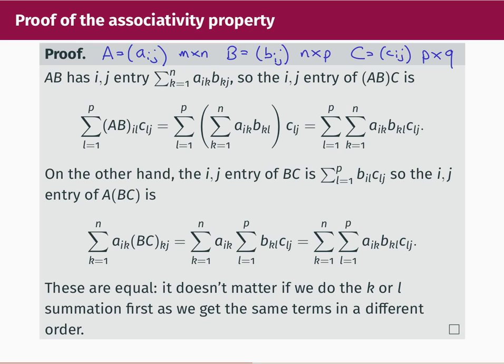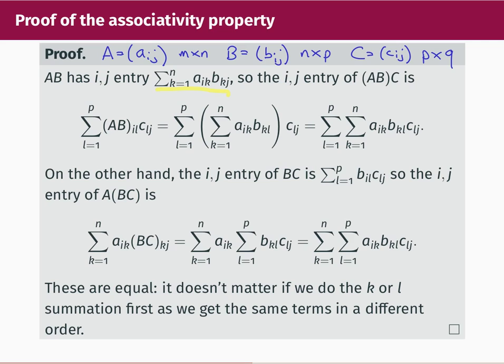So let's fix numbers i and j and work out the ij entry in A times B times C. To begin that, we'd better work out the ij entry of AB. And of course we have a formula for this. This follows directly from the definition. It is the sum from k equals 1 to n of a_ik times b_kj.